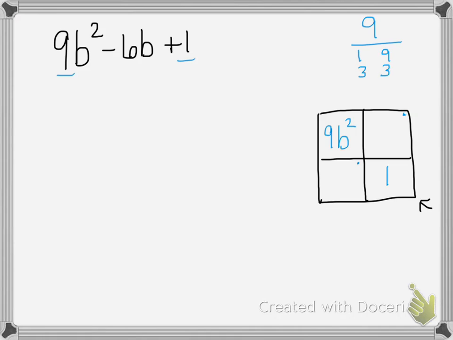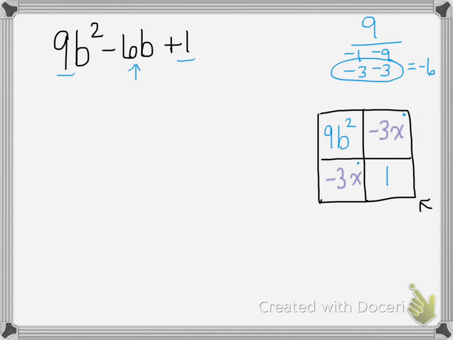That's it. Now, since this middle term here is a negative 6, we have to understand that in order to get a negative when you add them, both factors have to be negative. That's the most important part here. Well, a negative 3 and a negative 3, when you combine them, equals a negative 6. Now we're going to take those two factors and write them here. It's a negative 3b and a negative 3b.